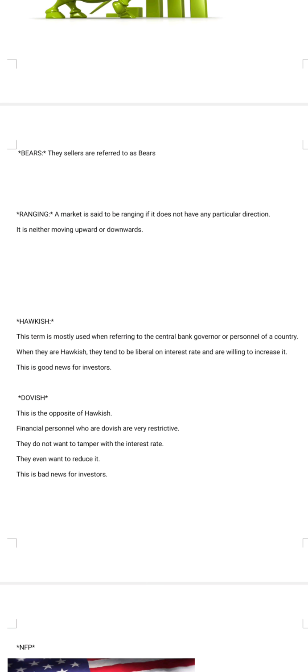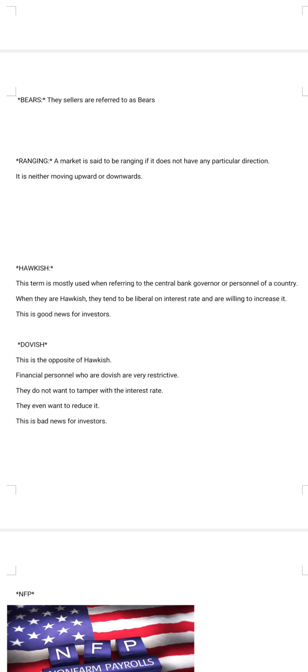Then when we talk about hawkish, it's a term used to refer to a central bank governor or personnel of a country. You understand? So when they are hawkish, they tend to be liberal on interest rates and are willing to increase it. This is good news for investors.